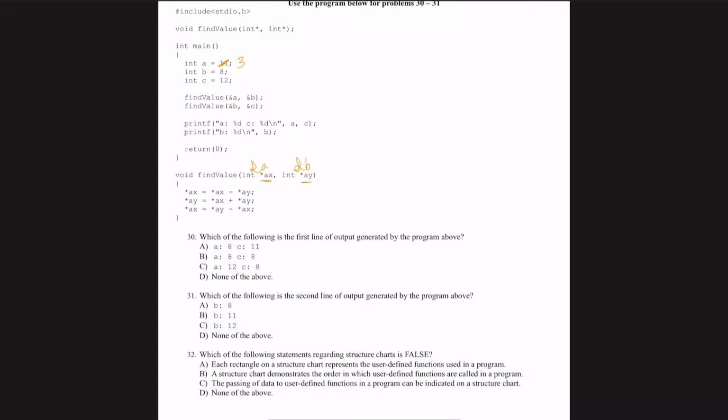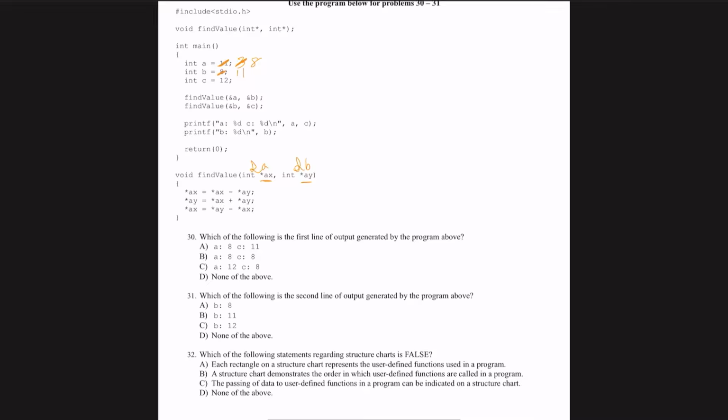Now we have the value stored at address AY is equal to the value stored at address AX plus the value stored at address AY. Or, in other words, B is equal to A plus B. B is equal to 3 plus 8. So B is equal to 11. Now we have A is equal to B minus A. A is equal to 11 minus 3. A is equal to 8. Notice that all these changes I'm making are to the variables in main because we use pass by address.